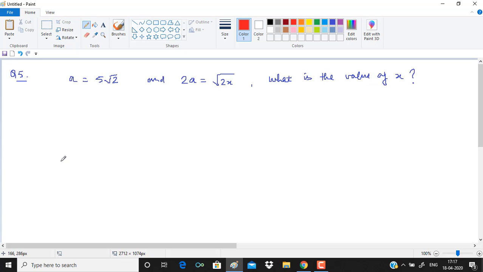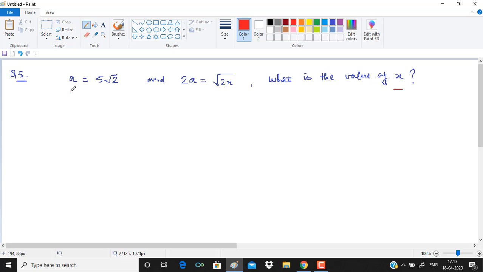So here's the last question of today's class. Question number 5. a is given as 5 root 2 and 2a is given as under root of 2x. Just observe this, that x is also under the root. What is the value of x?